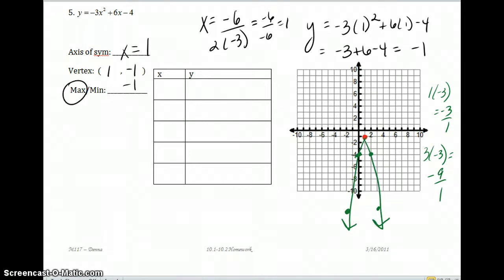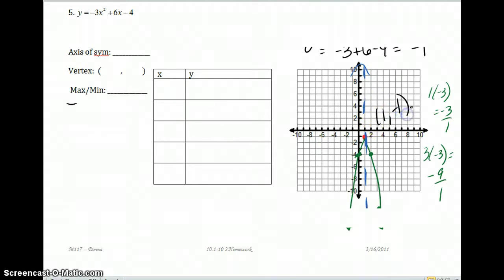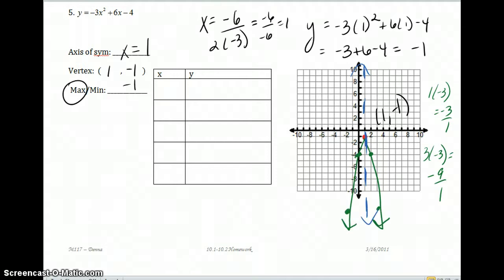All right, so as you were working through this problem, you probably noticed that it went off the graph a little bit, and that's okay. So go ahead and take a look, compare your work to my work. You should have gotten 1, negative 1, and then the a value was negative 3. So 1 times negative 3 is negative 3 over 1, and then 3 times negative 3 is negative 9 over 1. Graph is opening down. Label your vertex and axis of symmetry.